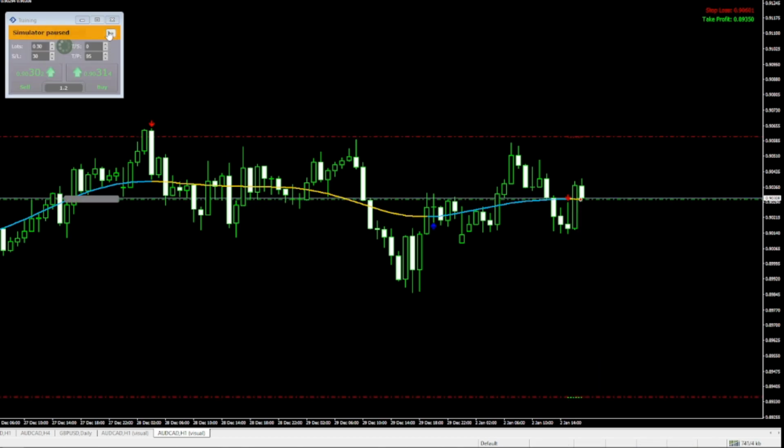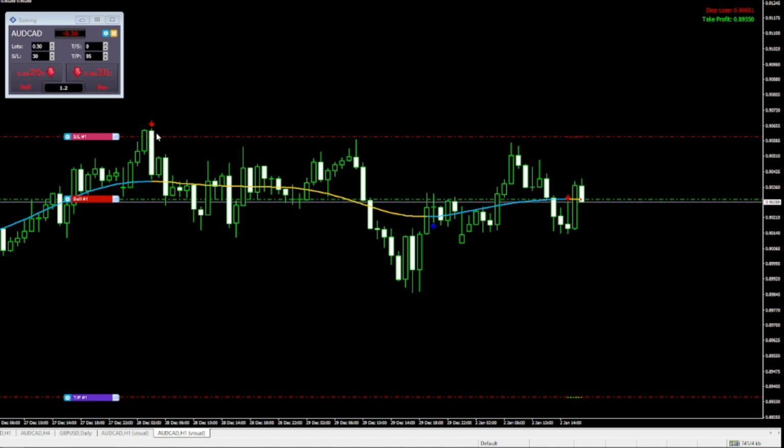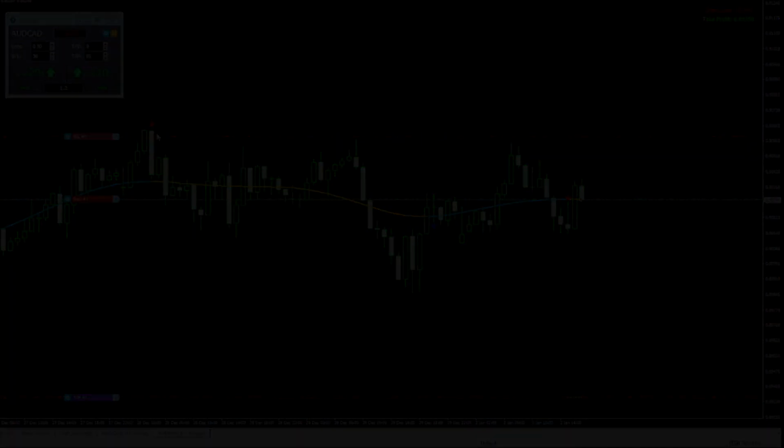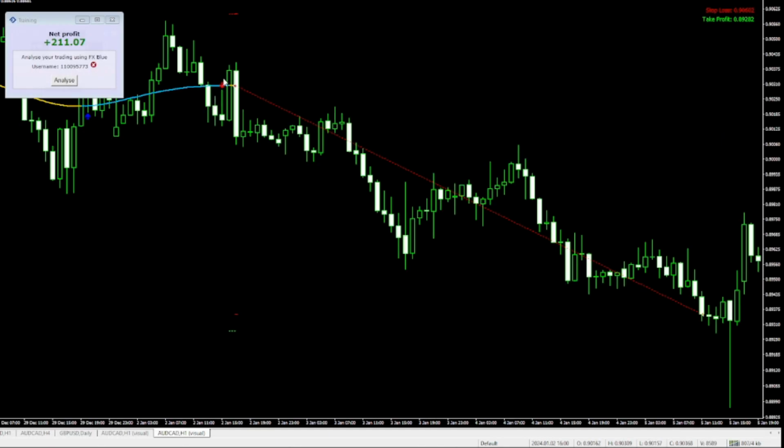In conclusion, the top bottom finder is more than just an indicator. It's a game changer for traders looking to take their trading to the next level. With its innovative use of the kernel density smoothing algorithm, timely alerts, and reliable performance, the top bottom finder empowers traders to make more informed decisions and capitalize on market opportunities.